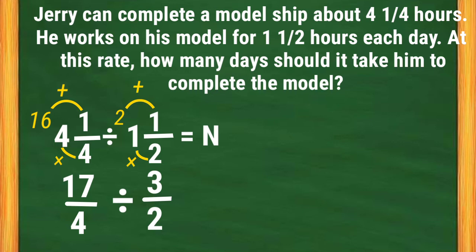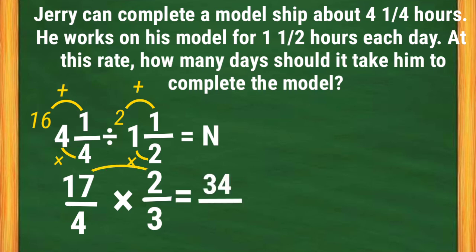So next, get the reciprocal of the divisor and change the operation into multiplication. That is step number 2, which is flip. We are going to flip the divisor, which is 3/2, into 2/3, and change the division sign into multiplication. So that will become 17 over 4 times 2/3. And then step number 3, multiply. Multiply the fractions. So 17 times 2 is 34. 4 times 3 is 12. So the answer is 34 over 12.